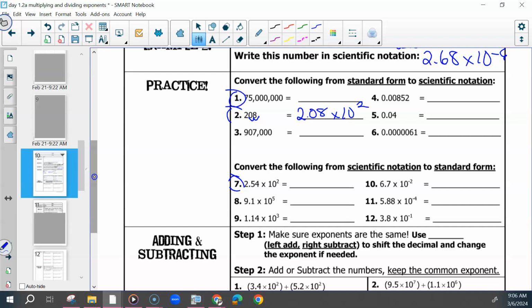Questions on that before we do 1 and then 7? Same thing here. This is a bigger number, so start at the right and then move this until it's a number between 1 and 10. I was looking at the 5. So 7.5 times 10 to the 7.